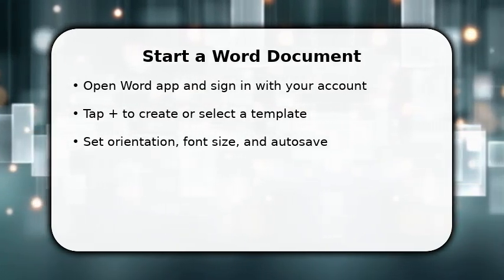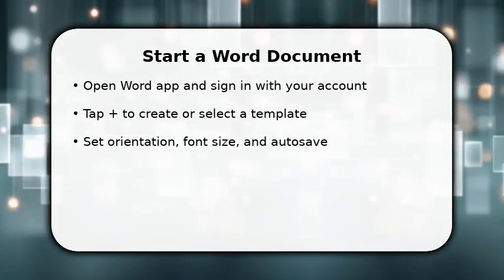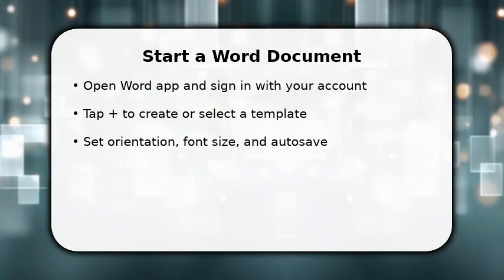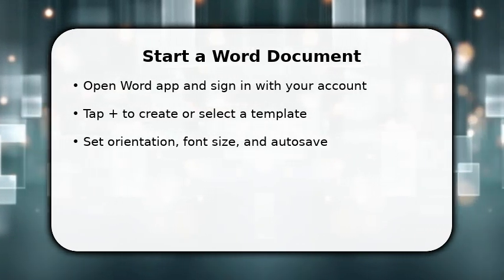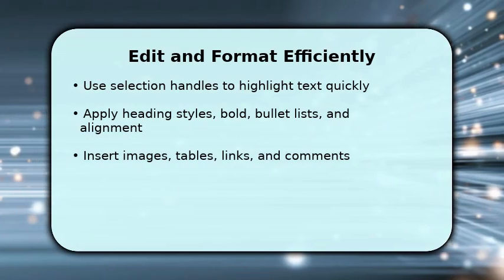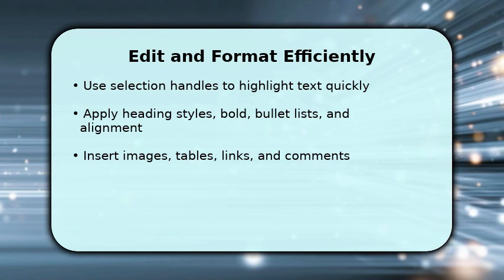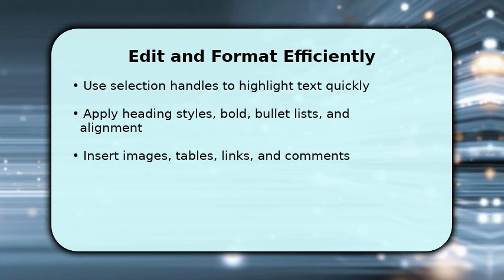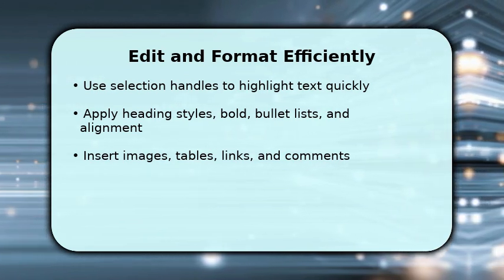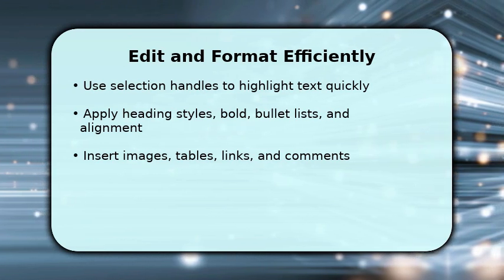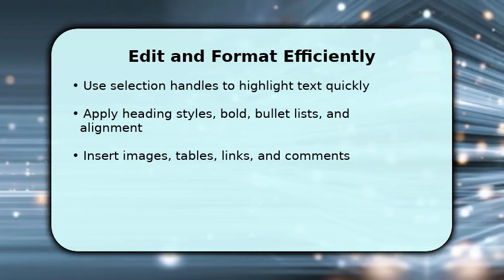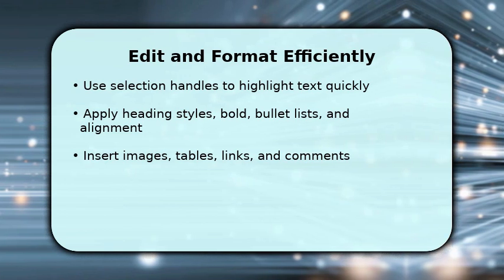Tap the screen where you want to type and the keyboard appears. Use the toolbar above the keyboard for basic formatting as you type. You'll learn to edit like a pro. Tap and drag selection handles to highlight words or paragraphs, then use the floating menu for cut, copy, and paste. Apply heading styles from the Home tab to structure your document and use bold or lists for emphasis.